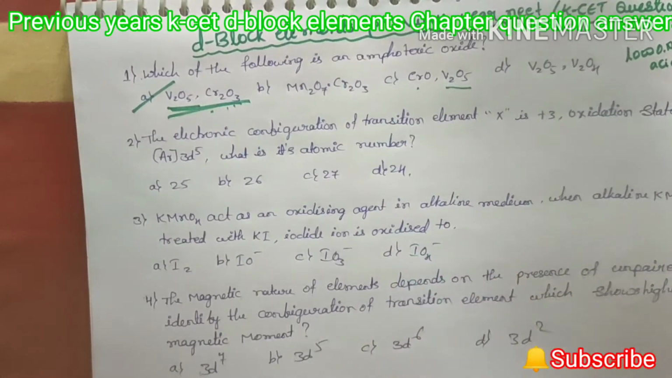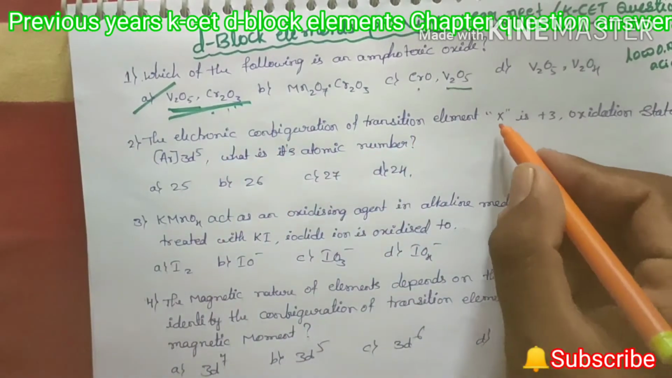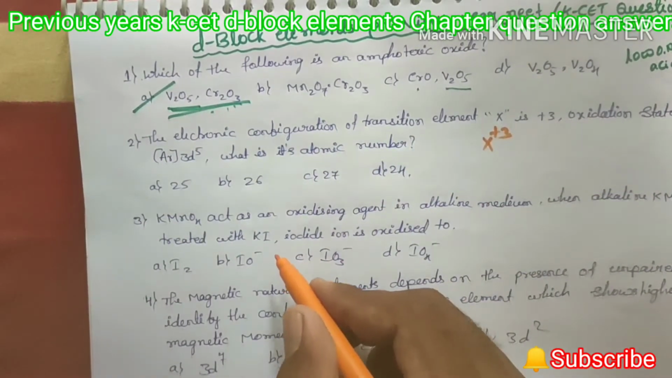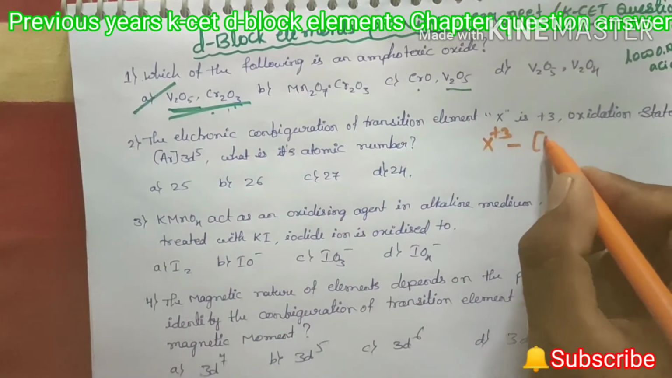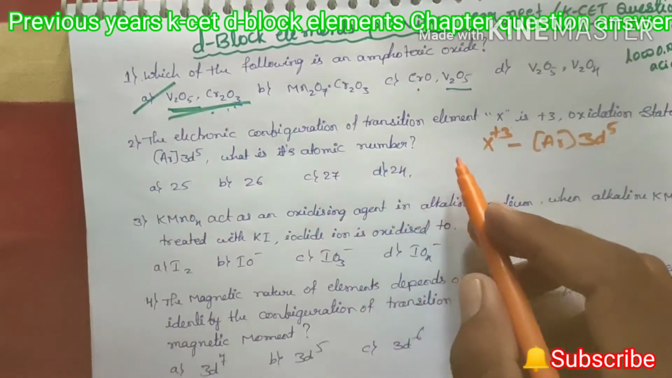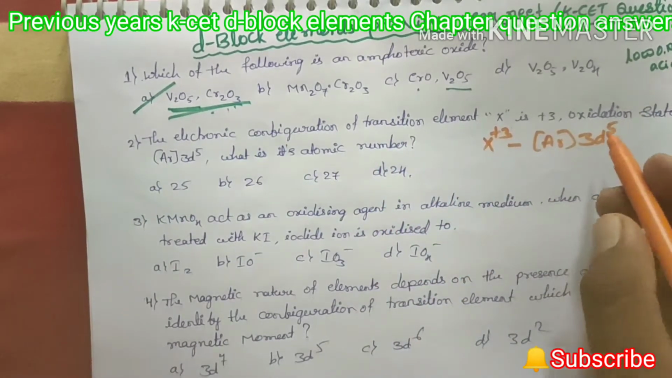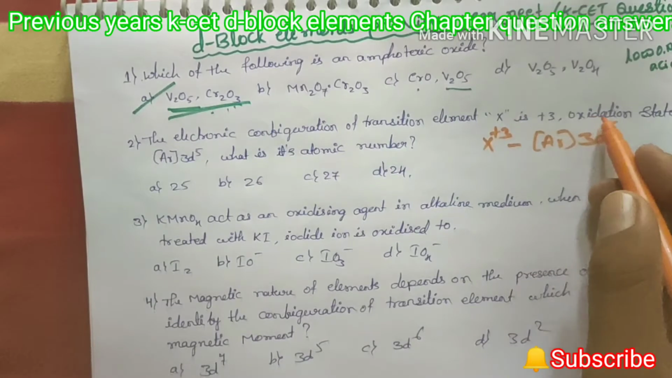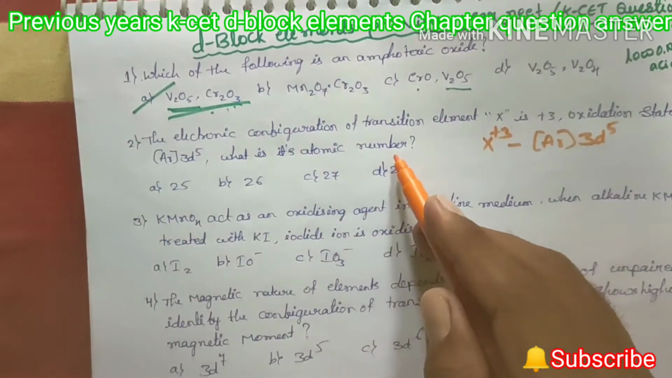Solving this one: the electron configuration of a transition element is X. Very simple question, dear student. The electron configuration of the transition element X with +3 oxidation state is given as argon 3d5. What is its atomic number? Very simple: +3 oxidation means they have removed 3 electrons. They are asking the atomic number of that element.